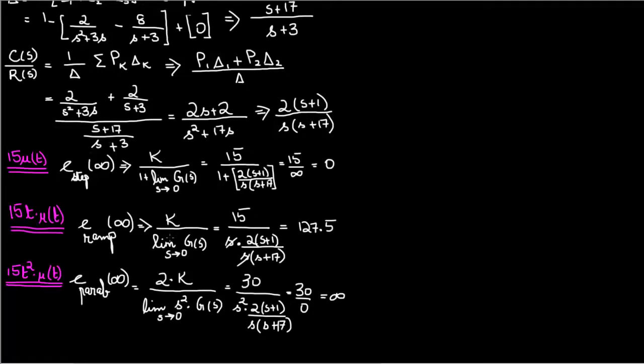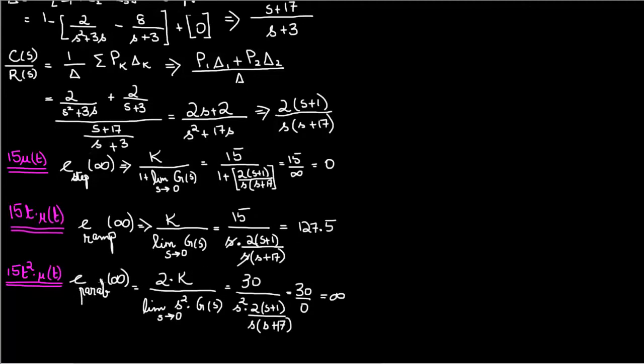Now for the next input, which is going to be the ramp input, the formula given for that is k divided by the limit as s approaches 0 of s times the transfer function. And in this case, since it's a ramp function, as you know from your Laplace table properties, it's going to be 1 over s squared. So you have s in the denominator, and that would cancel out the s from this equation that we have here, and you're going to end up with a constant value. And then if you divide this, you're going to get 127.5.